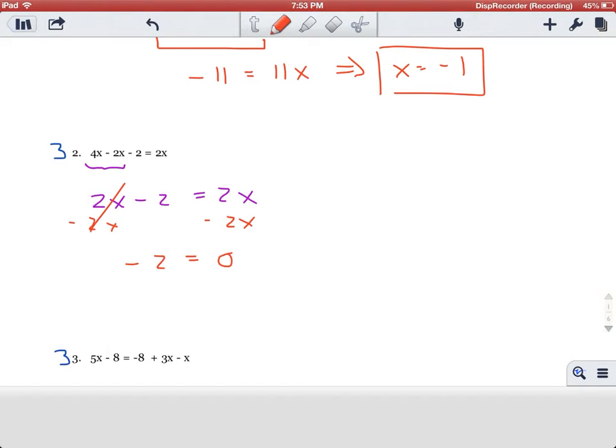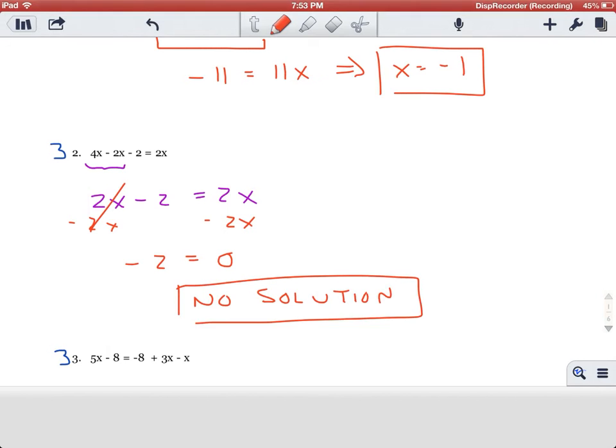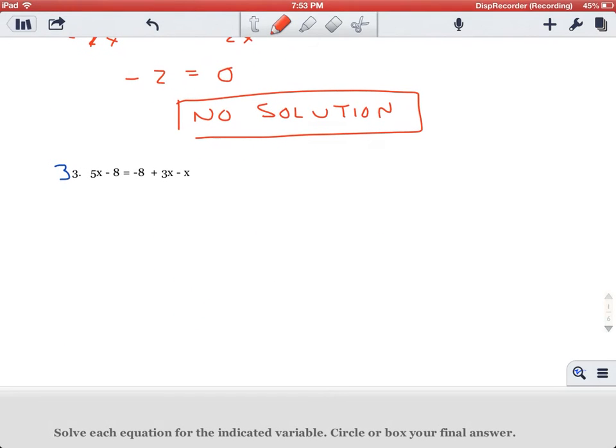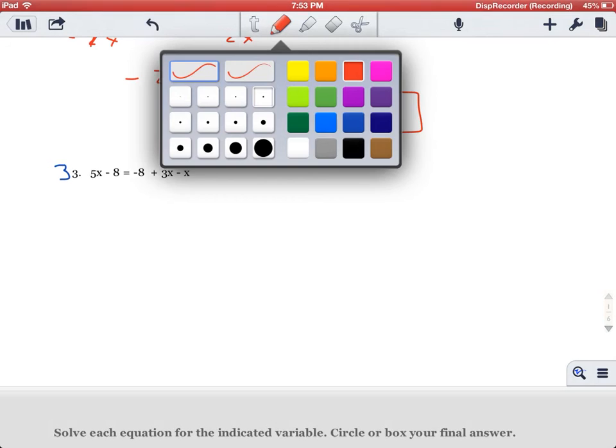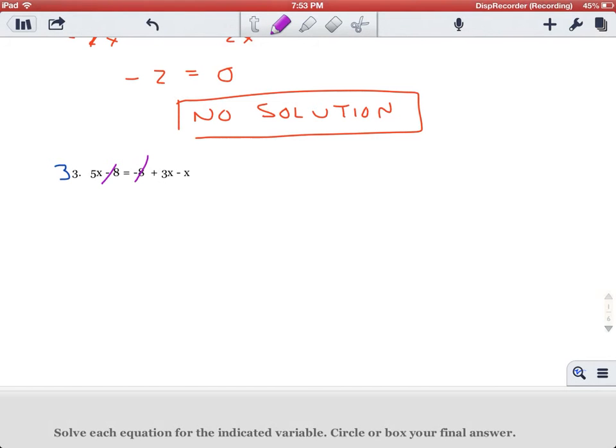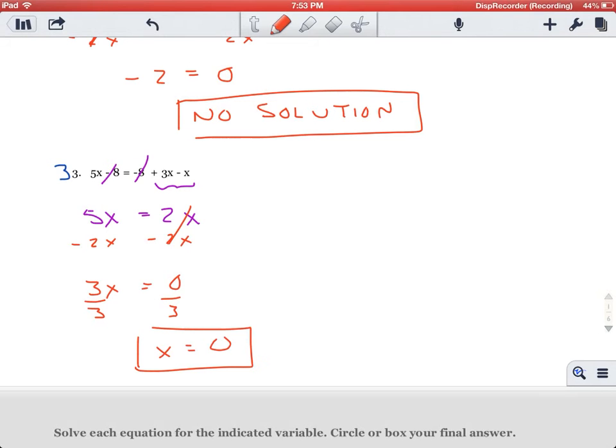Since negative 2 does not equal 0, we have a false statement. Therefore, no solution is the final answer. For this problem, we can simply cancel the 8's. If 3x equals 0, then x equals 0.